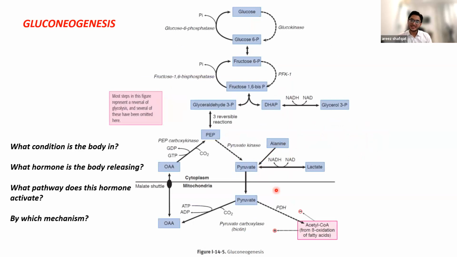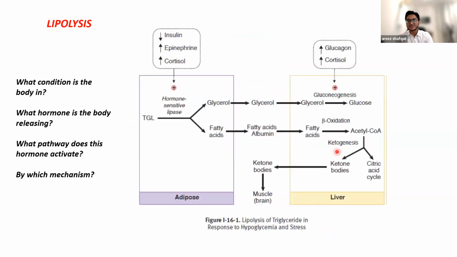Because I told you in this slide that gluconeogenesis requires ATP. Where do you get the ATP from? You get the ATP from beta oxidation of fatty acids. Okay, this pathway here, this whole pathway during the starving state, triglycerides are broken down, fatty acids go into the liver, get burned in the Krebs cycle to make ATP. This ATP fuels gluconeogenesis.